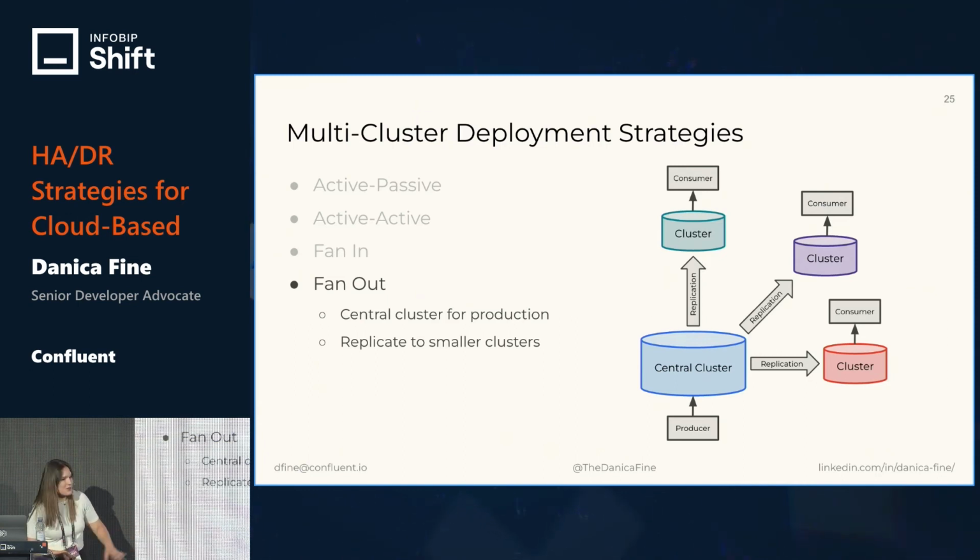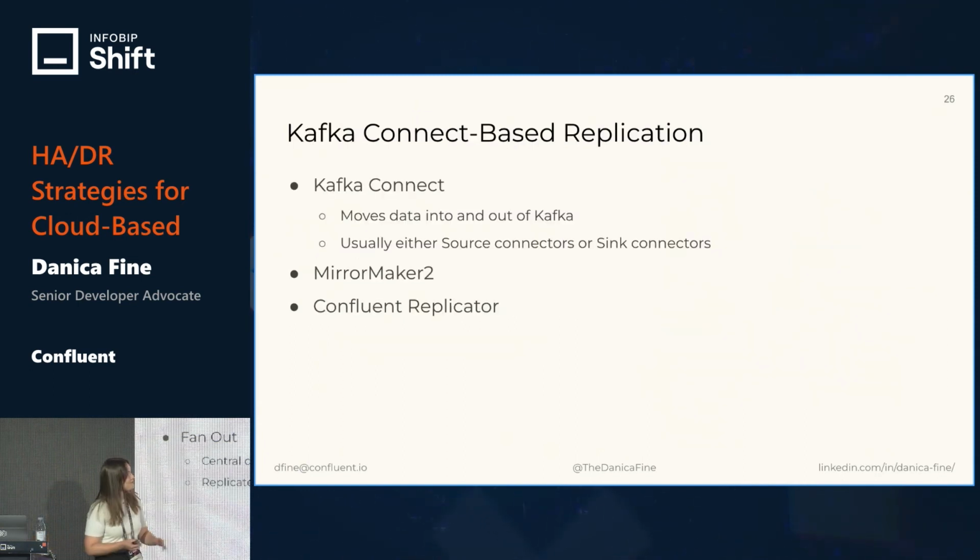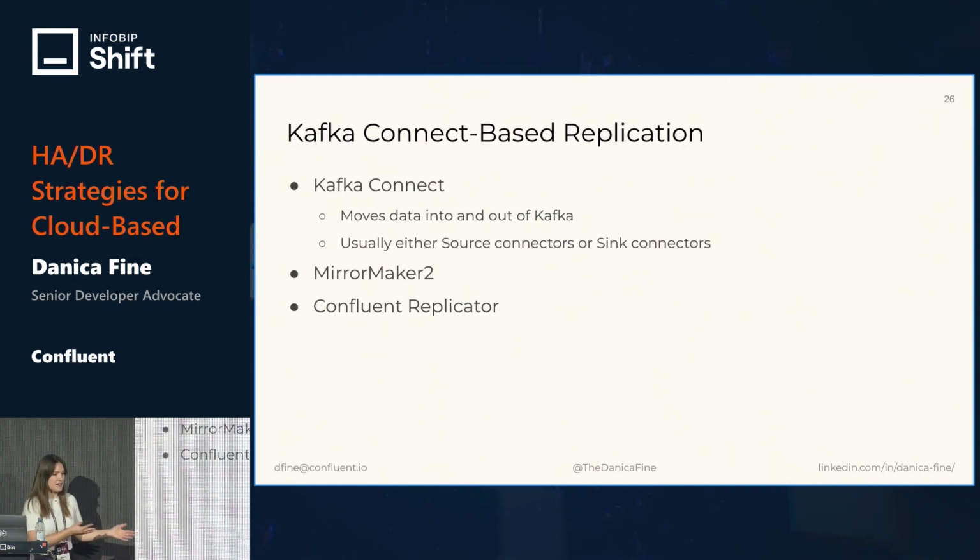So these are some of the options you have, some interesting use cases for replicating data to Kafka clusters. So what are our options for actually conducting the replication? The first is using something called Kafka Connect. Kafka Connect is just a way to connect data sources and data sinks with Kafka.